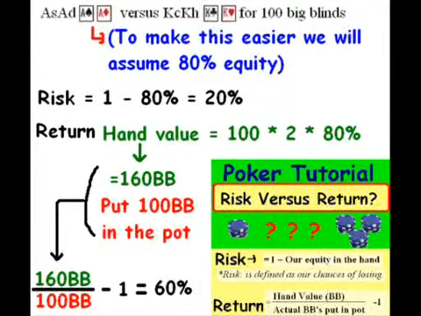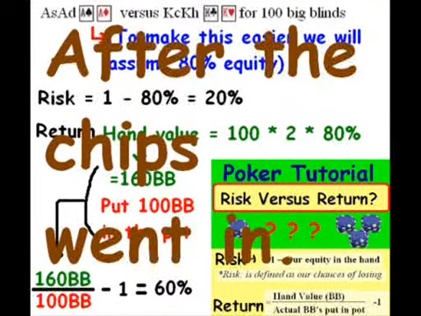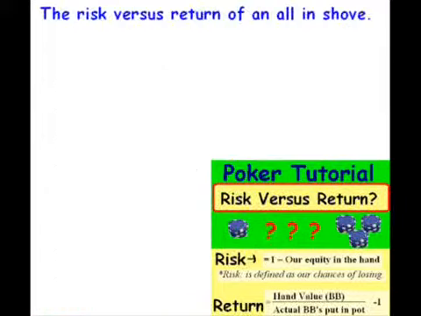So our return on this is 60%, and we're taking 20% risk. So we're getting about 3 to 1 on a return. Now this is after the chips went in. Our next example is going to look at how we would calculate risk versus return before the chips went in. I'm going to go ahead and shrink this down here, and we're going to take a look at another example coming up.